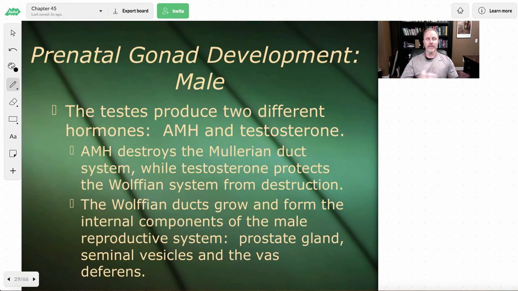What the anti-Mullerian hormone does, as the name suggests, is destroy the Mullerian duct system, which would become the female system if it weren't present. The testosterone itself has a protective function. It's going to protect the Wolffian system from destruction that would otherwise occur if the testosterone wasn't present. The Wolffian ducts are going to grow and form the internal components of the male reproductive system: the prostate gland, the seminal vesicles, the vas deferens, and so forth.